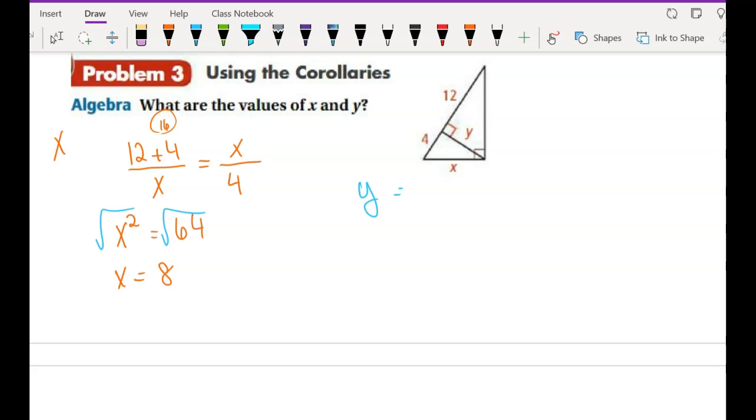So on my small triangle, I'm going to do short leg of the small, short leg of my bigger, so y is my short leg, is equal to long leg of my small triangle over long leg of my big triangle. So then I get y squared is equal to 48. So now I need to take the square root of both of these. So the square root of y squared is just y.